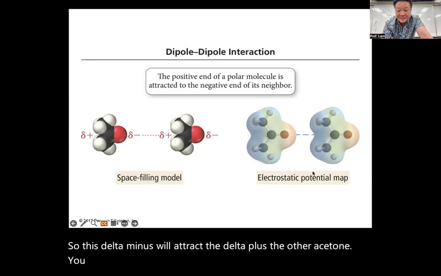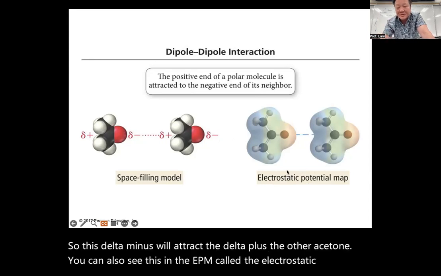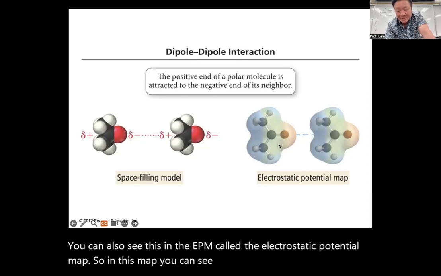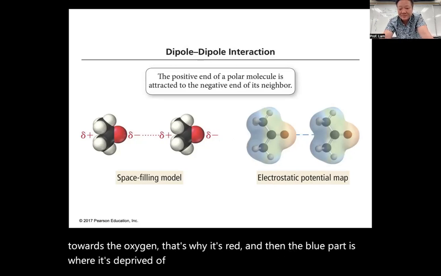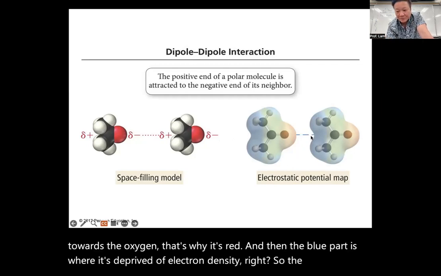You can also see this in the EPM, called the electrostatic potential map. So in this map, you can see that the electron density is lying towards the oxygen. That's why it's red. And then the blue part is where it's deprived of electron density, right? So the red will go with the blue, right?